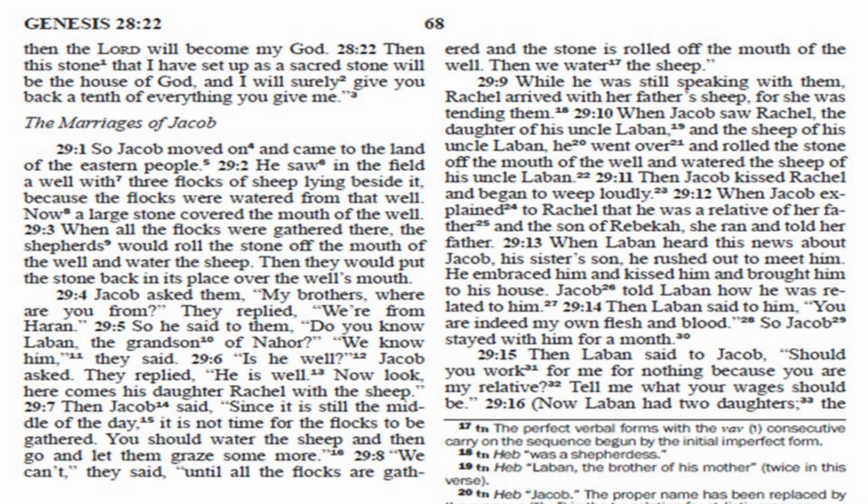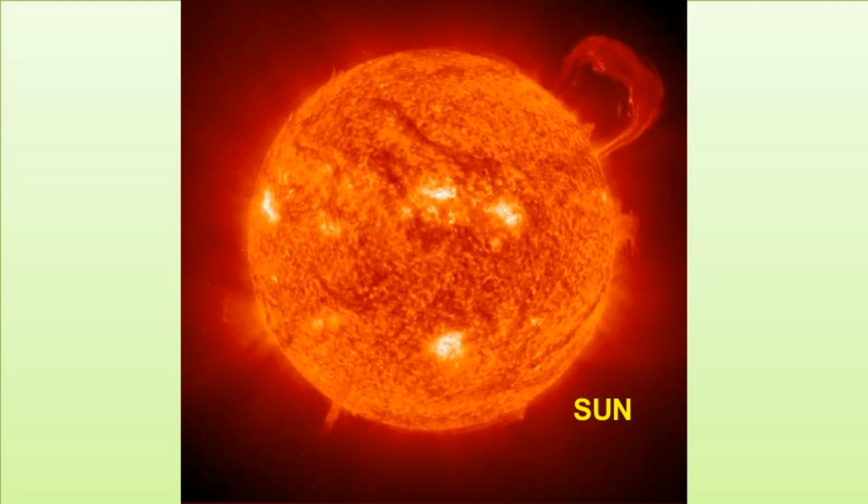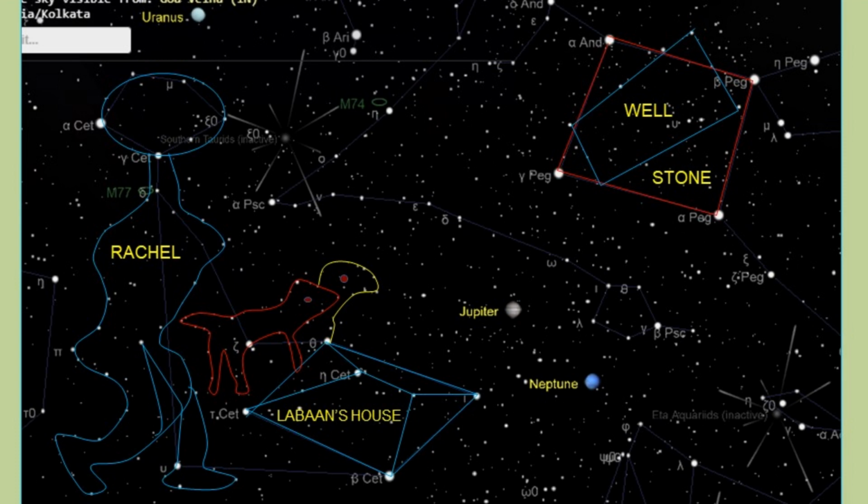The action of Jacob kissing Rachel and Laban rushing out to meet Jacob and then taking him to his house, as mentioned in verses number 11 to 13, indicates that there was an interaction between these stars, and finally the star representing Laban captured the sun and brought it to its house at constellation Cetus and held it captive for some time.